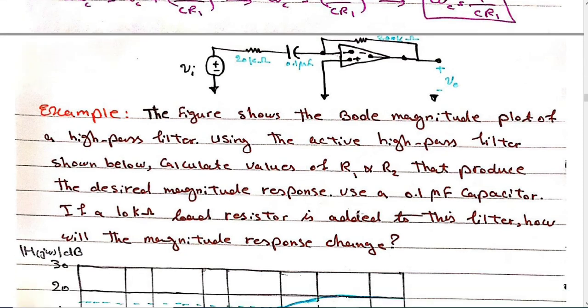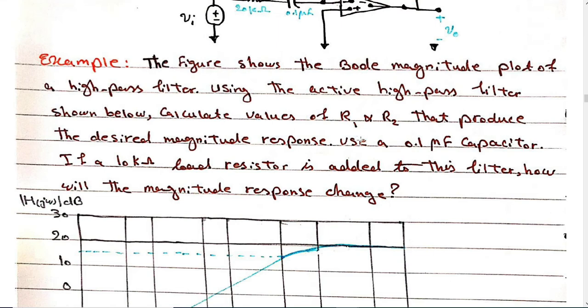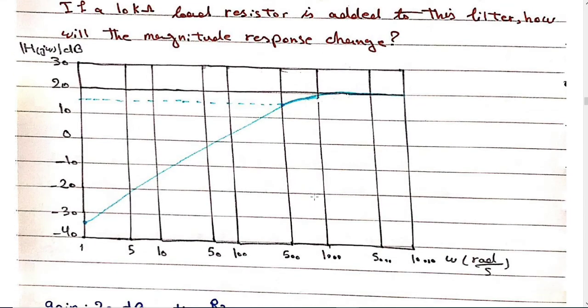Example: we have a Bode plot of a high pass filter using the active high pass filter shown below. Calculate values of R1 and R2, and use a 0.1 microfarad capacitor for this one. And the second part we answer later. So we have this Bode plot.